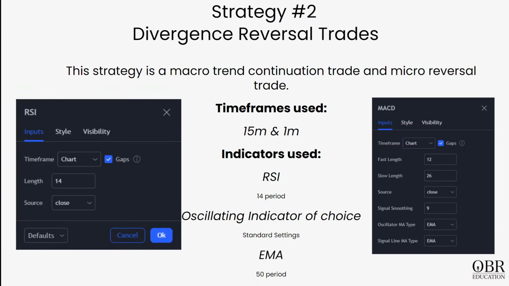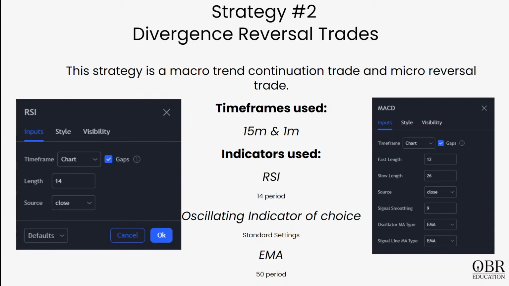So we're going to go into strategy number 2. This one is more indicator-based, more mechanical than the last one, and this one is going to be divergence reversal trades. So this strategy is a macro trend continuation trade, but it is a micro reversal trade. The time frames that you can use on this is 2 time frames in particular. You need to use 2 of them. One to get the higher time frame trend, and the other one to find the divergence and the entry.